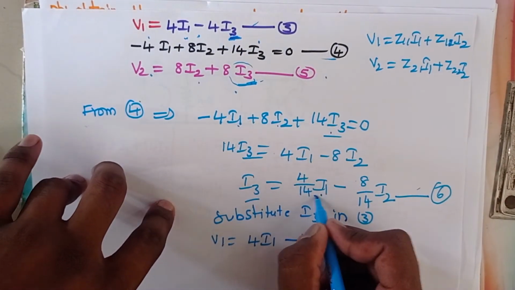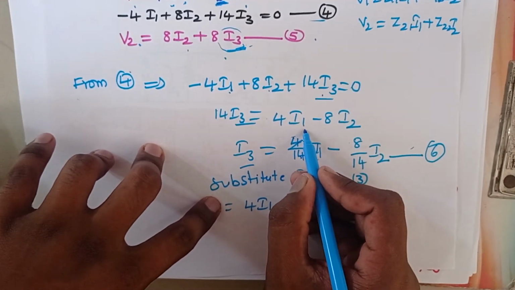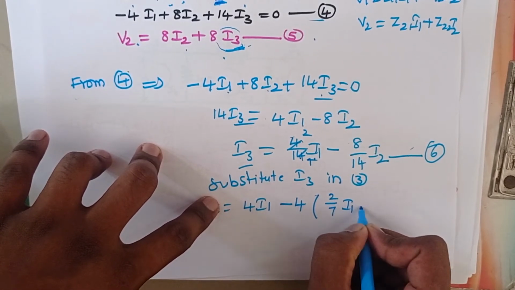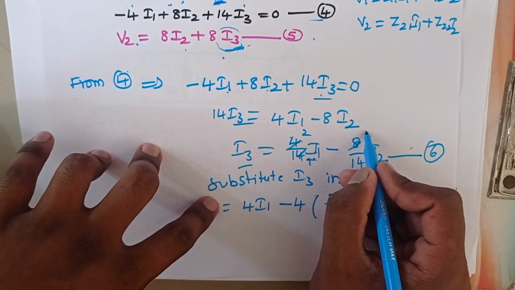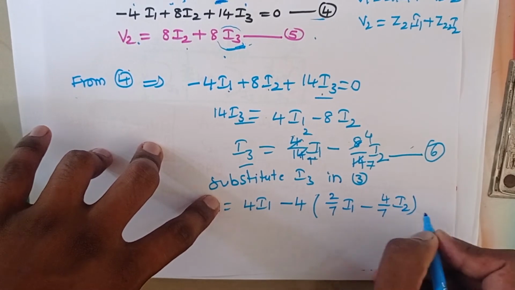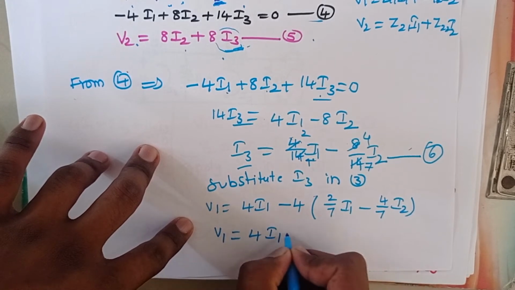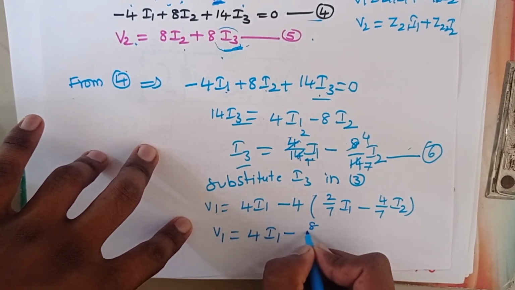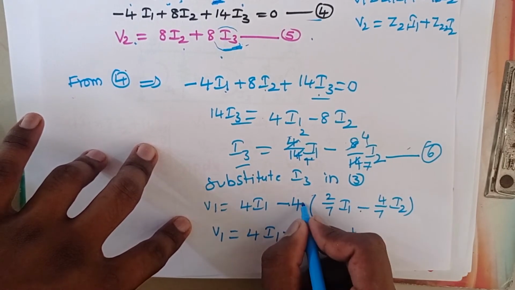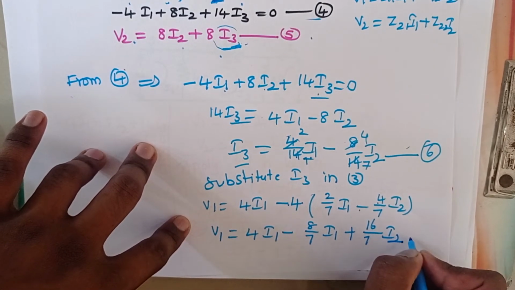In place of I3 simply substitute this thing, that is 4 by 14, equal to 2 2s are 2 7s are, that is 2 by 7 I1 minus 2 4s are 2 7s are 4 by 7 I2. Let's simplify this. V1 equal to 4I1 minus 4 2s are 8 by 7 I1, minus into minus will become plus, 4 into 4, 16 by 7 I2.